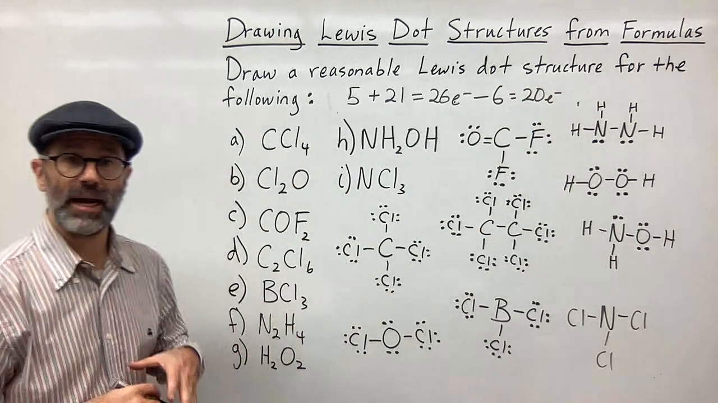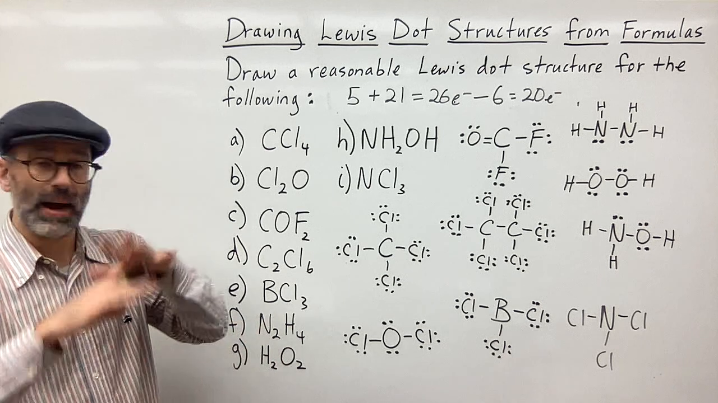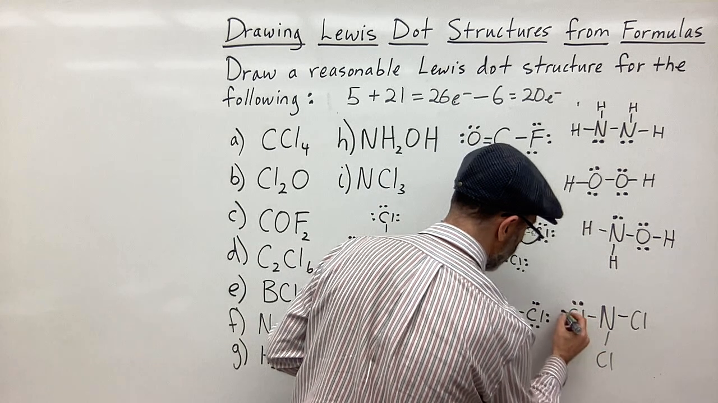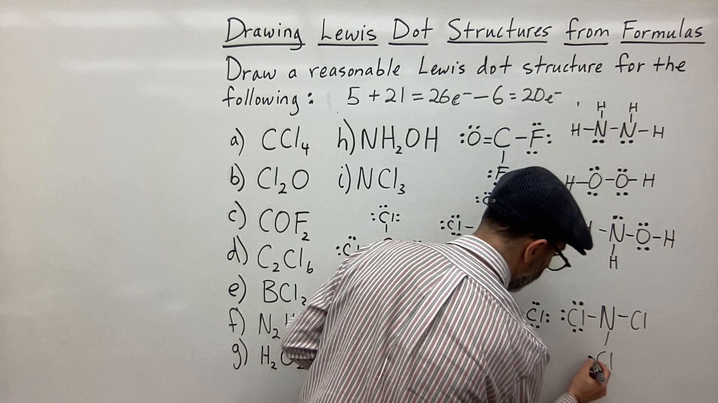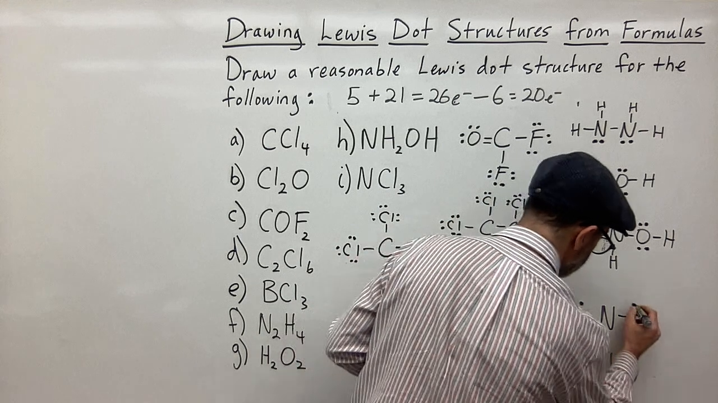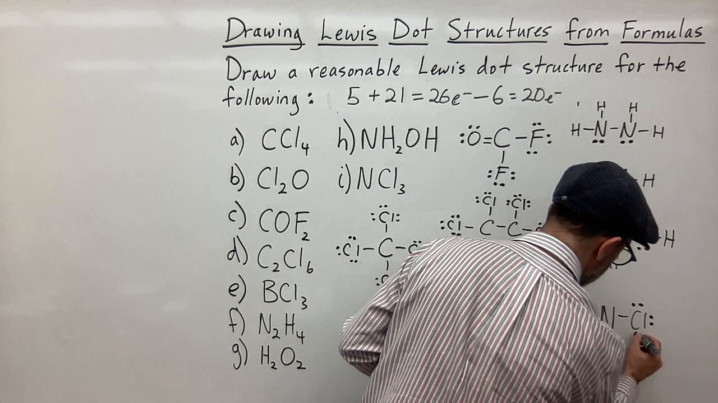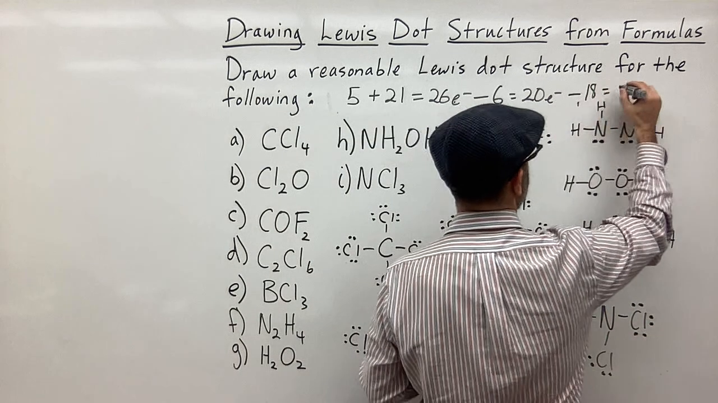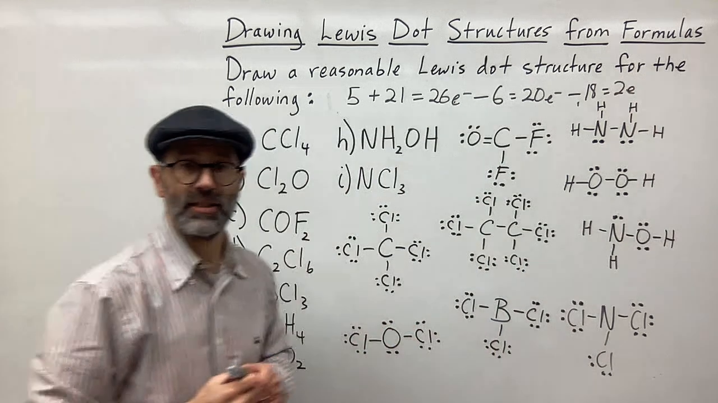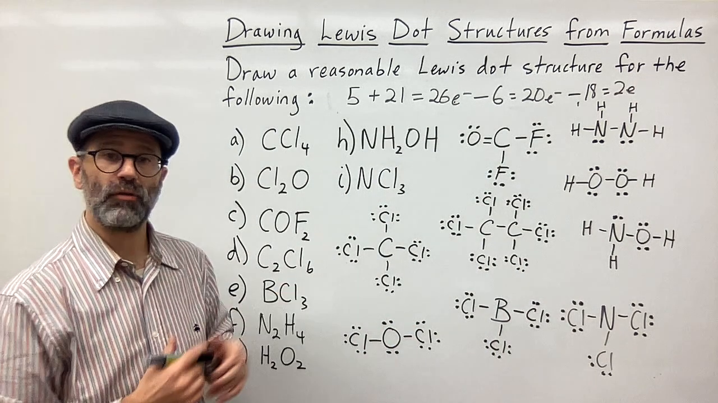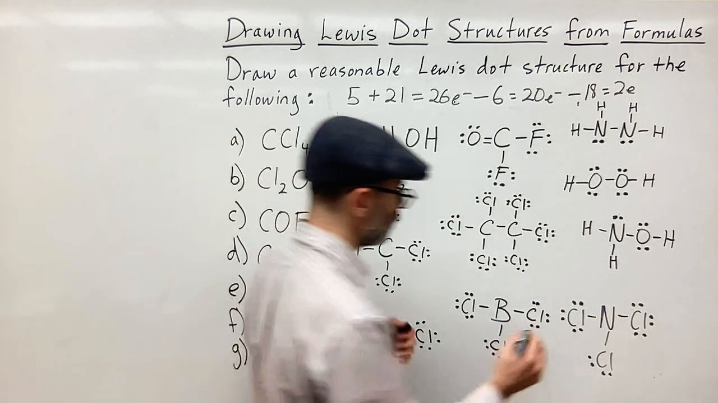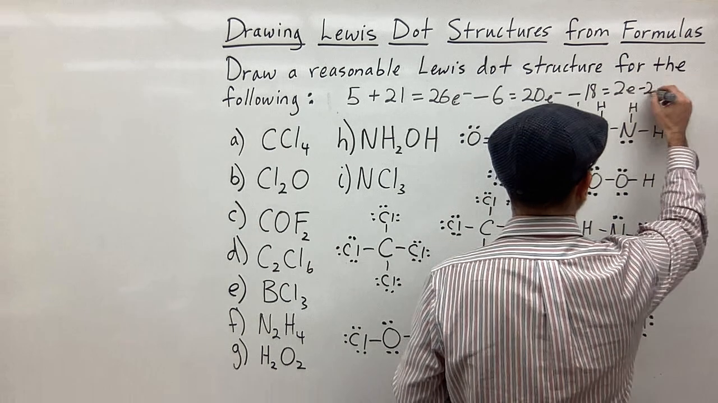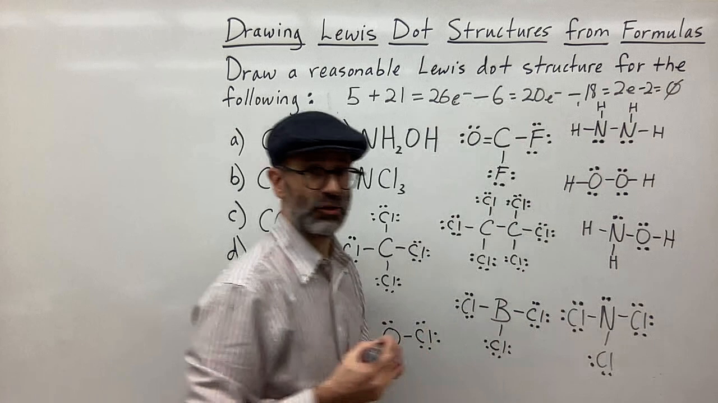So step 3, I'm going to add lone pairs to my outer atoms to give them an octet. Chlorine needs an octet, so each one is going to get 3 lone pairs. That's 18 electrons that I use. I'm going to subtract out 18. I have 2 electrons left. Step 4, add all the leftover electrons as lone pairs to your central atom. So I only have 2 left, so that's 1 lone pair. So subtract out the 2. I have 0 electrons left.